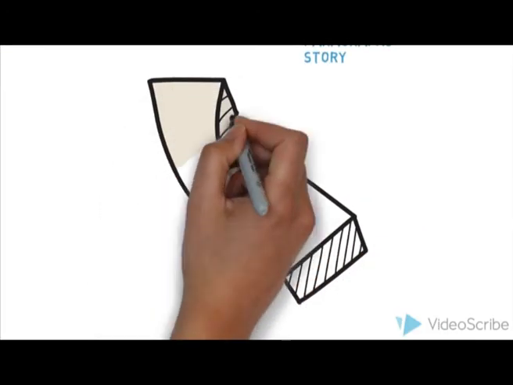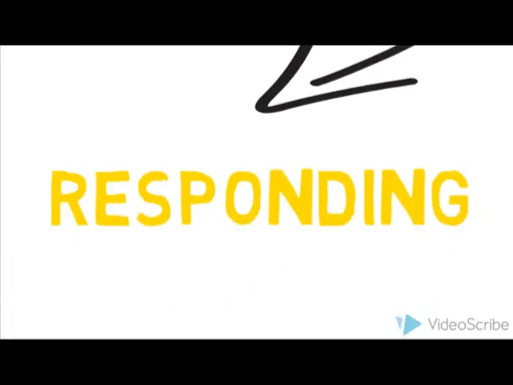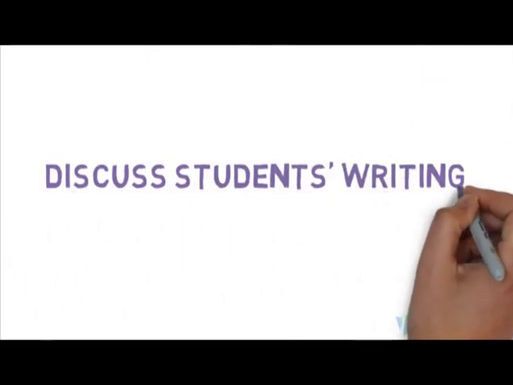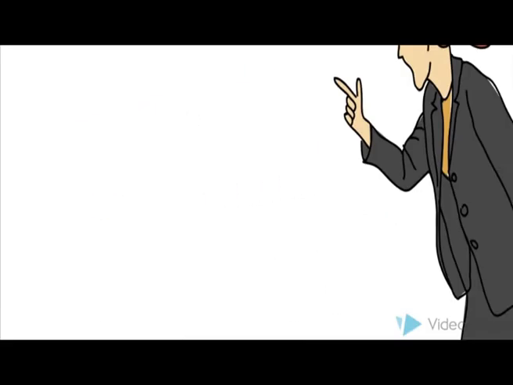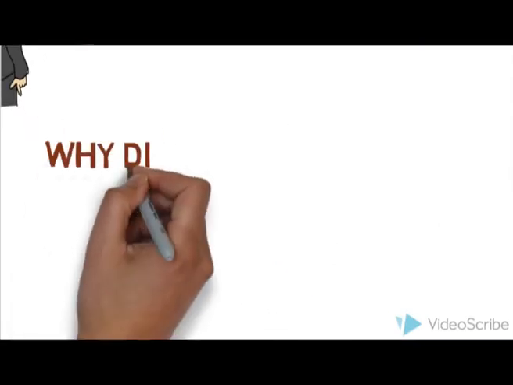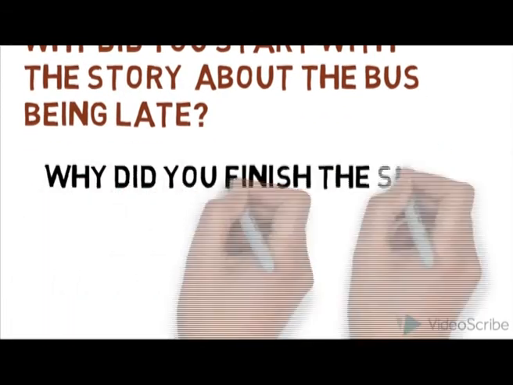Now, let's continue with chapters 7 and 8 from Jeremy Harmer's book. Ways of reacting to students' writing. The first way is responding. We are entering into a kind of effective dialogue in which we discuss their writing rather than judge it. Therefore, we might ask, why did you start the story about the bus that was late? Or, why did you finish the story with the dog being alone?